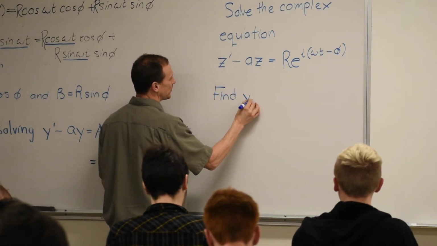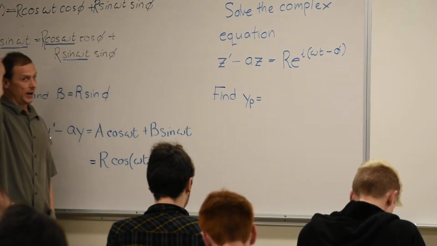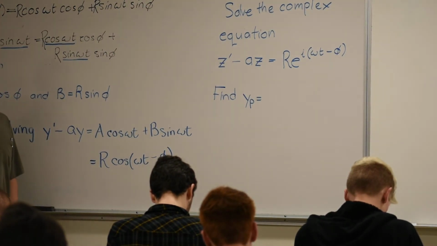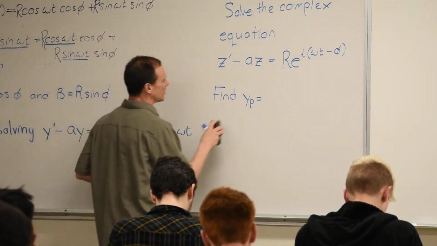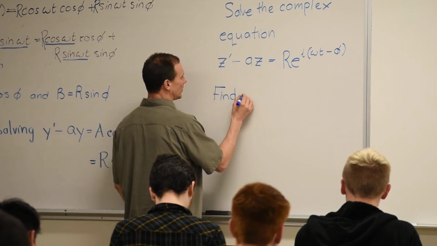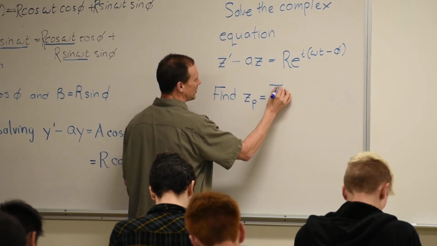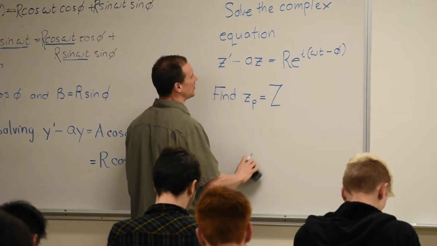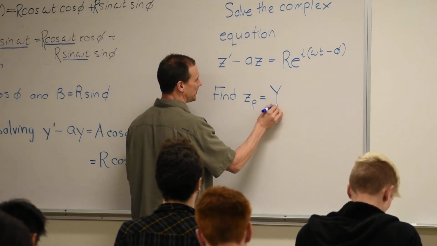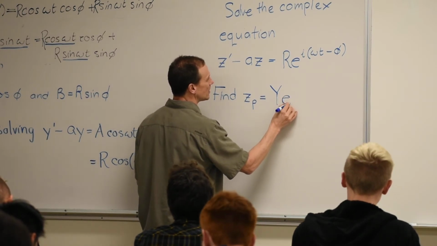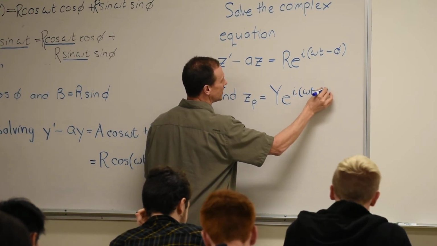Find y particular equal to... your author sometimes uses a capital Y and sometimes uses a capital Z. I'm going to use them kind of interchangeably. I'm going to call it Z particular. So this is a lowercase z as a solution equals, I'm going to use a capital Z. Now you know what, let's use capital Y for clarity. Capital Y e to the i times omega t minus phi.